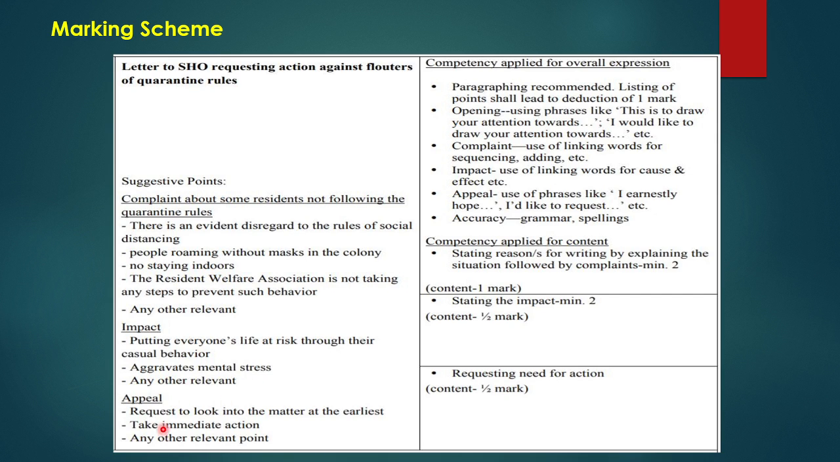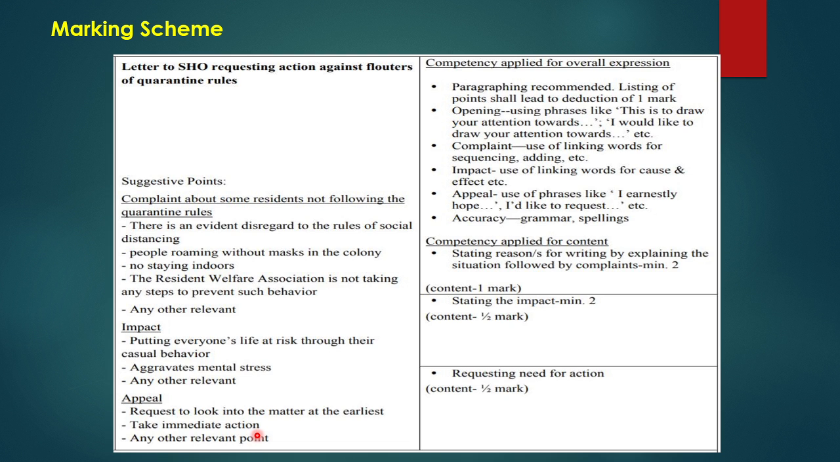And then in the last, we come to the appeal, that is your request to look into the matter at the earliest, take immediate action, and any other relevant point. Again, it will be of half mark. So 1 mark for the format, 2 marks for the complaint and the problem part, half mark for the impact, and half mark for the suggestions and the last concluding line.